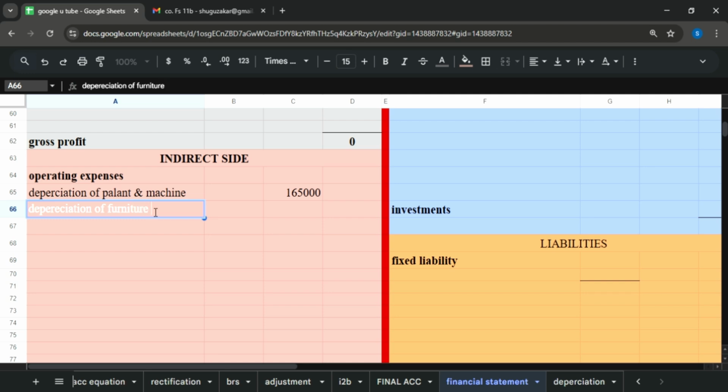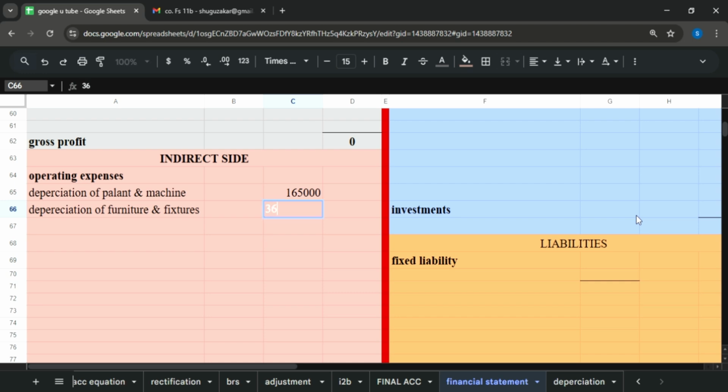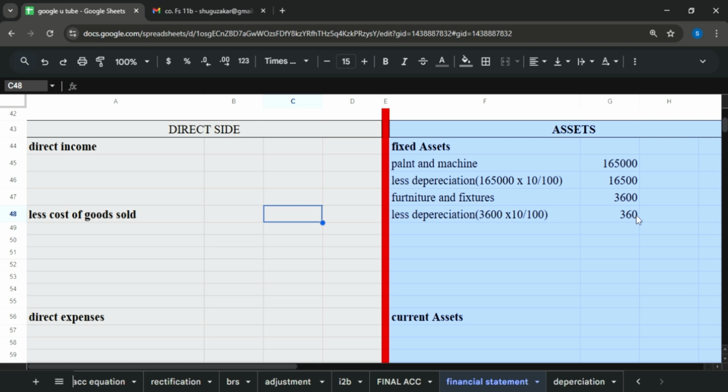Now we don't have sufficient place. Let's see if it, okay. So here we will mention depreciation of fixture, which is 360. Write it down on the operating expense side. Have you seen that first effect and second effect?